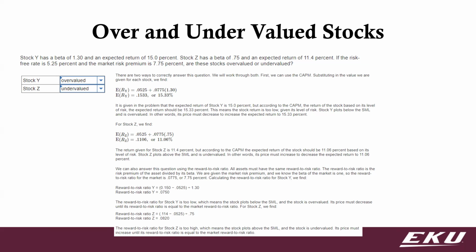They give us a beta and the expected return. They tell us what the risk-free rate is and the market risk premium. So if you just use the risk-free rate and the market risk premium and you plug in those betas, it'll tell you what your return should be. So we expect Y to have a return of 15.33%, and it's only 15. So I'm going to pay too much because I should be getting 15 and a third, not 15. So that's overvalued. I want to sell. And for stock Z, I calculate that the expected return on Z is 11.06, and I'm getting 11.4. That means it's really cheap in the market, and I can go and buy it.